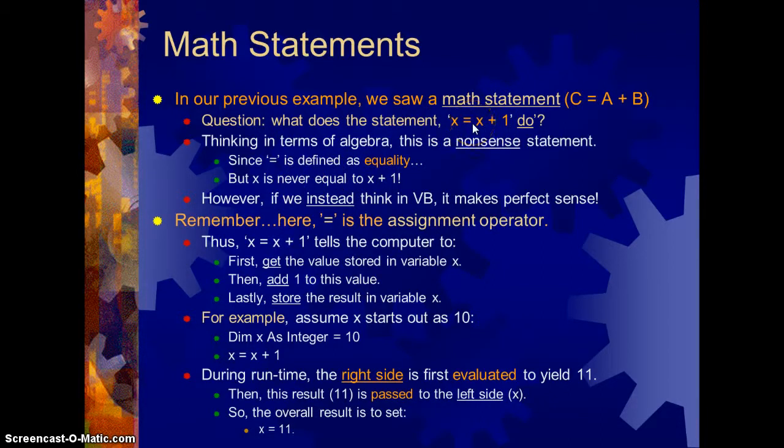But we do write this. So what does this mean? You have to remember that this equal sign is the assignment operator. Let's look at it here. It says first get the value stored in the variable x. Remember, we have some value stored in memory. So first we get that, and then add 1 to that, and then assign that new value.